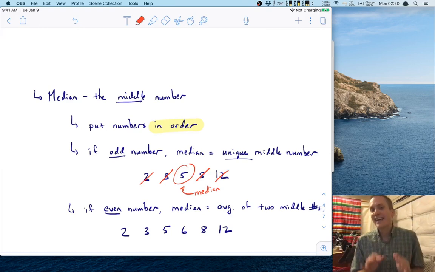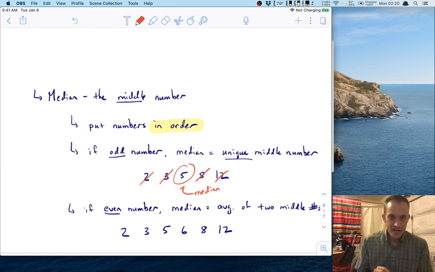What if instead I have an even number of data points? Well, that's not too hard to deal with either. Let's do a slightly modified example here. Here I've thrown in an extra number, a 6 in the middle. So let's look at them real quick. Notice that I've got them all in order from left to right: 2, 3, 5, 6, 8, and 12.